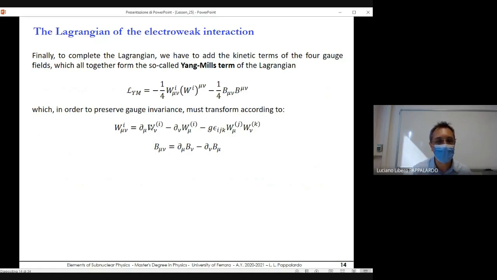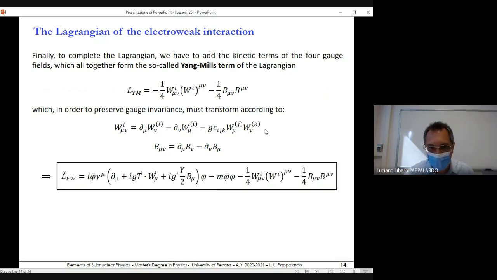For the W, it is a bit more complicated again because SU(2) left is not abelian. So we have a similar kind of transformation rule as we studied already for the gluon strength tensor, the gluon field strength tensor in QCD. Now we can put everything together and we have the supposedly electroweak Lagrangian density: kinetic term of the leptons, interaction term of the leptons with the gauge bosons, the mass term of the leptons, and the kinetic term of the gauge bosons.